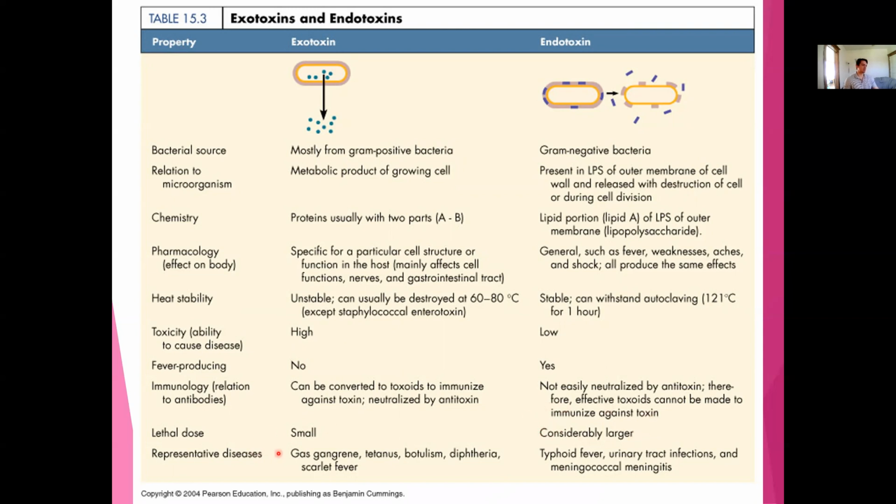Again, here we have representative diseases of gas gangrene, tetanus, botulism, diphtheria, and scarlet fever, where on the other side we have typhoid fever, urinary tract infections, and meningococcal meningitis. So it's a nice little way to look at these and to understand the differences between them.